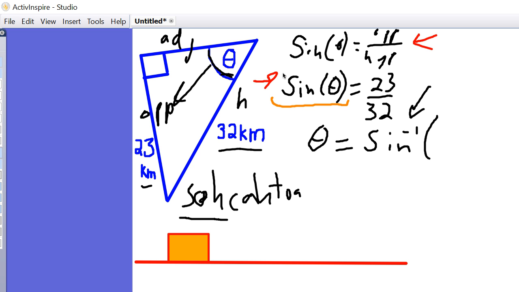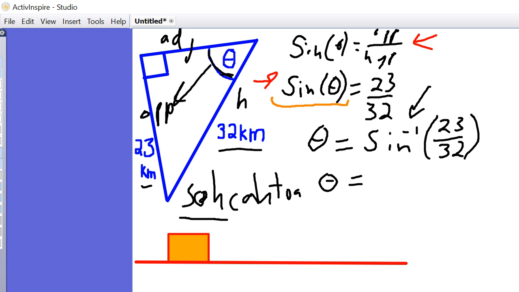If you look at sine on your calculator, you'll notice above it, it has sine to the negative 1. If you press shift sine, you'll get sine to the negative 1, and it will open a bracket. I don't think you'll be surprised: what goes in here is 23 on 32, or whatever your ratio was. Out pops an answer. Now, let's try this. Shift sine, 23 on 32.